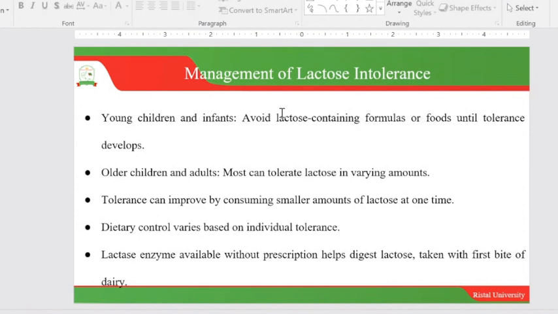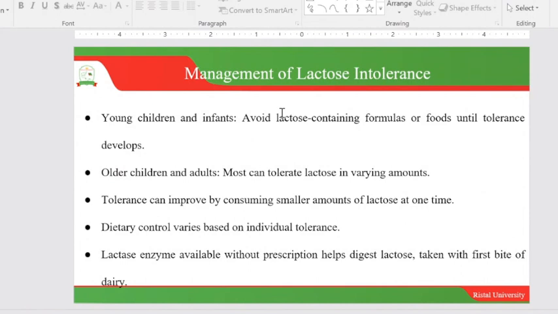Sometimes people can start taking the milk, the milk cookies slowly. Also, some people do not take the milk, but then they can take porridge with milk. So yeah, it's an area that you as a dietitian need to explore: how can the person you are dealing with tolerate this lactose. So dietary controls vary based on the individual's tolerance. This is what I have explained.